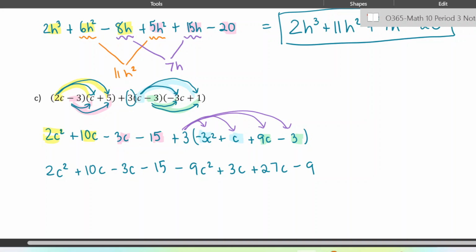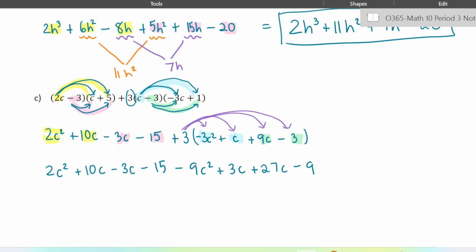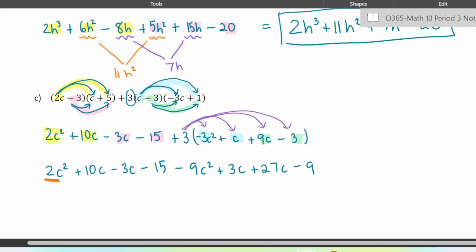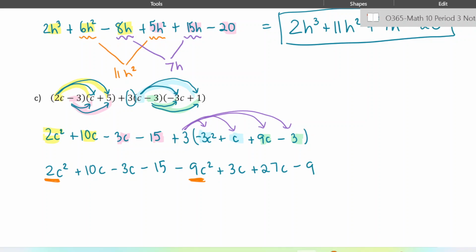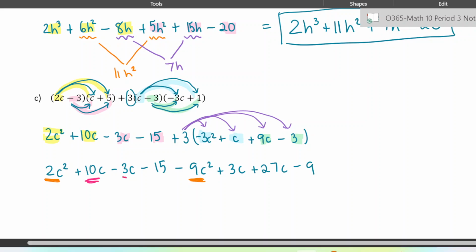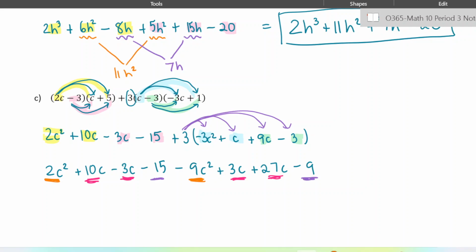Okay, let's look for like terms now. I'll use a color I haven't used yet. I'll use orange. So first I'll highlight anything that has a c squared and underline it in orange. Okay, there we go. Now I'll highlight anything that has a c next to it in pink. And finally, I'll use purple to highlight anything that has no c's next to it at all, just any constant terms.